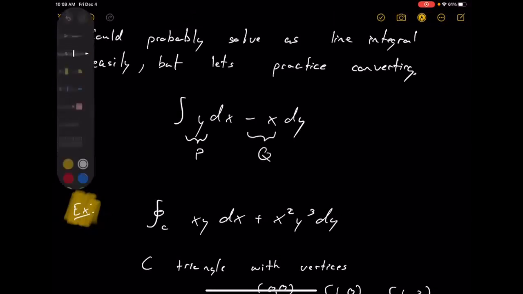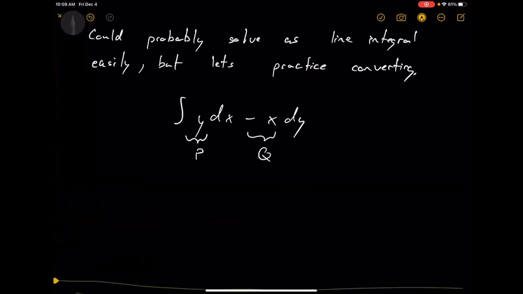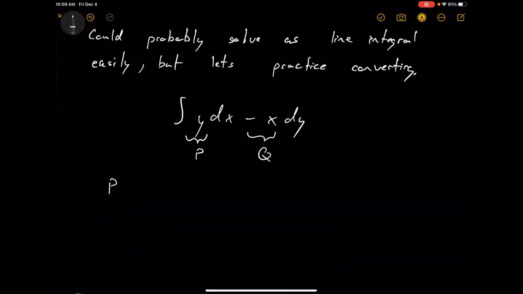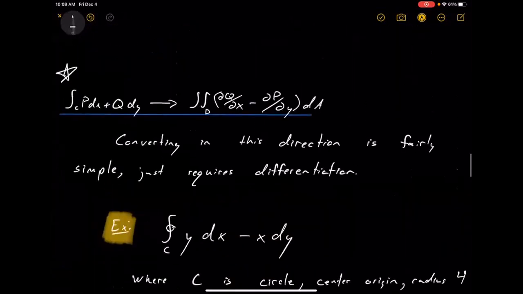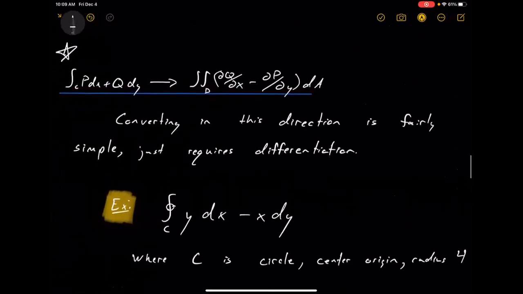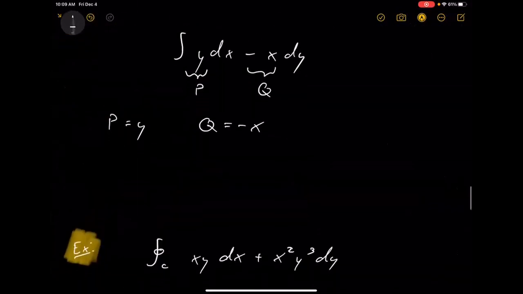So my p in this case is just y. And q is equal to negative x. Now, what is my formula? Part of this is just memorizing the formula. When I convert, my conversion is ∂q/∂x minus ∂p/∂y. Okay, so let's figure out what those are first of all.